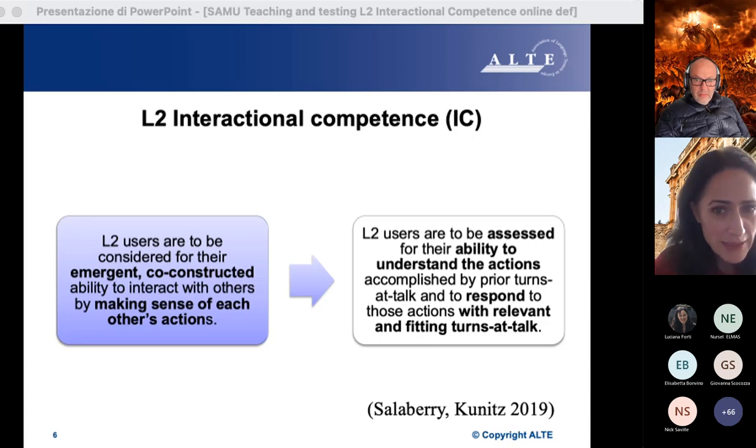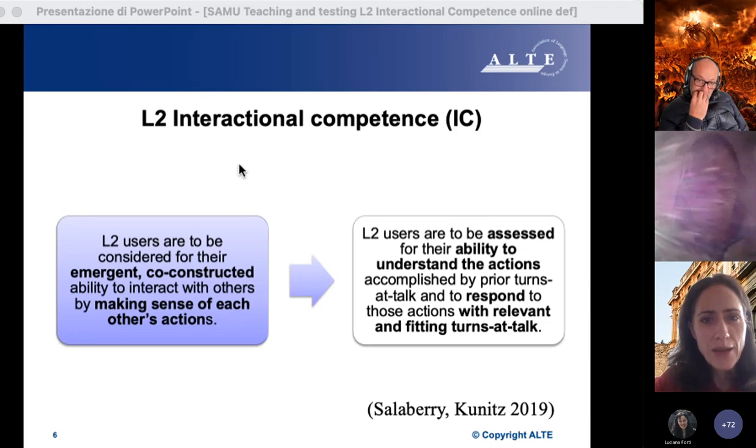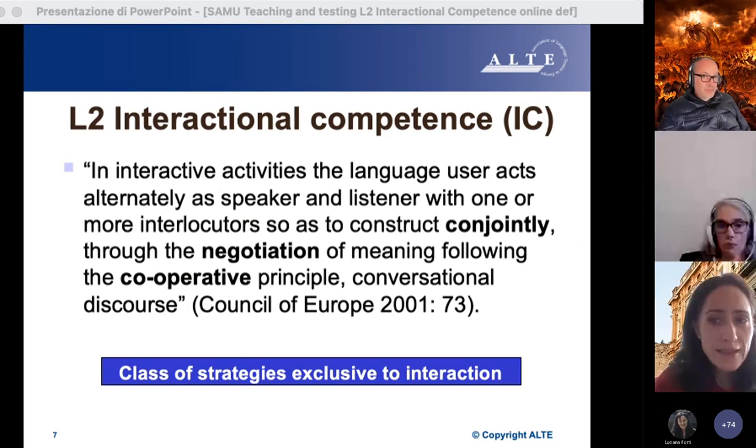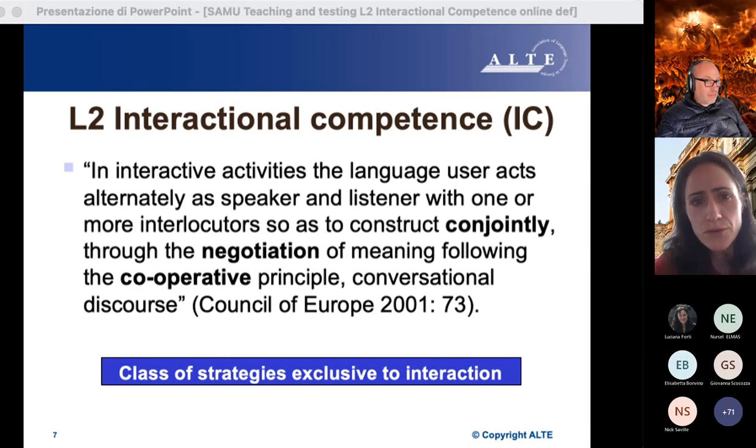That is the ability that Salaberry and Kunitz, in their recent volume dedicated to teaching and testing interactional competence, understand as interactional competence. So in line with these principles, the Common European Framework introduced the distinction between receptive, productive, and interactive activities and strategies, highlighting that in interactive activities, the language user acts alternately as speaker and listener with one or more interlocutors, so as to construct conjointly, through the negotiation of meaning, following the cooperative principle, conversational discourse.